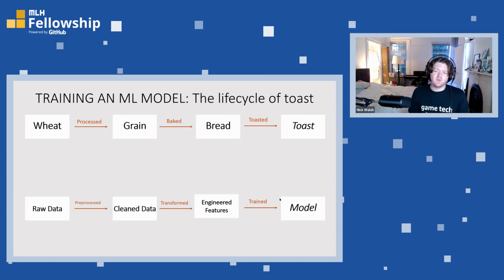And then lastly, we're going to pass those engineered features, with the labels, into our algorithm that trains the model. So in the same way we go from wheat, this very raw material that comes out of the ground, to toast, a finished product, we do the same with our raw data and arrive at a model that can perform inferences for us. So let's take a look at this.